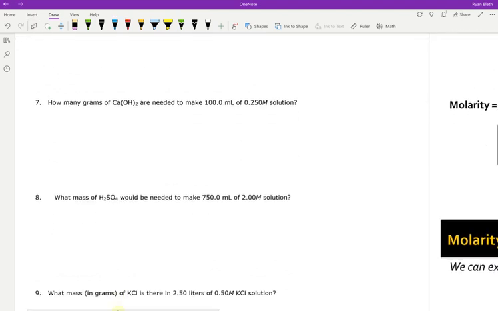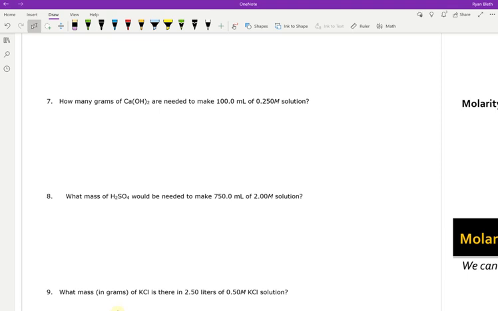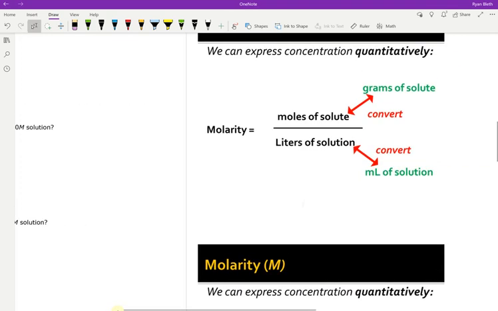How many grams of calcium hydroxide are needed to make 100 milliliters of a 0.25 moles per liter solution of calcium hydroxide? How many grams of calcium hydroxide? So if we look at our equation again, how many grams? They're asking me to find this guy out here, right? That's my goal. How many grams of calcium hydroxide?